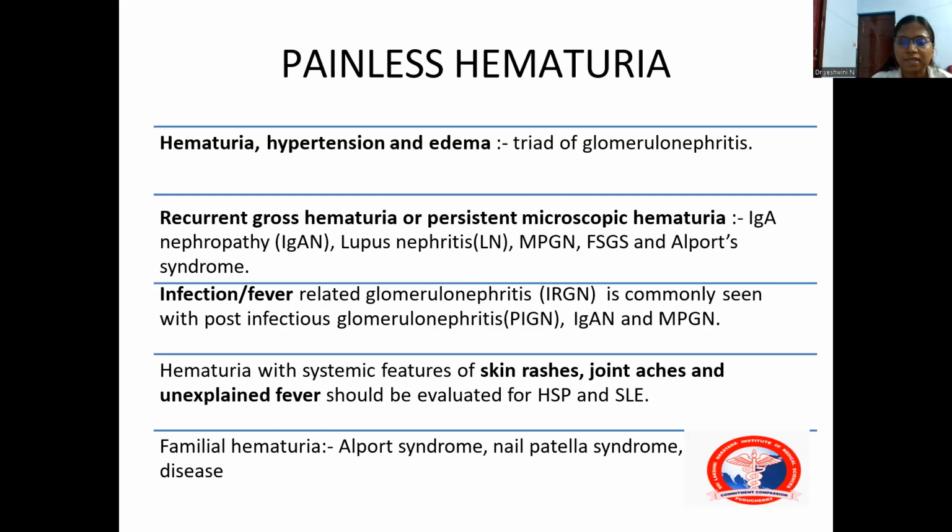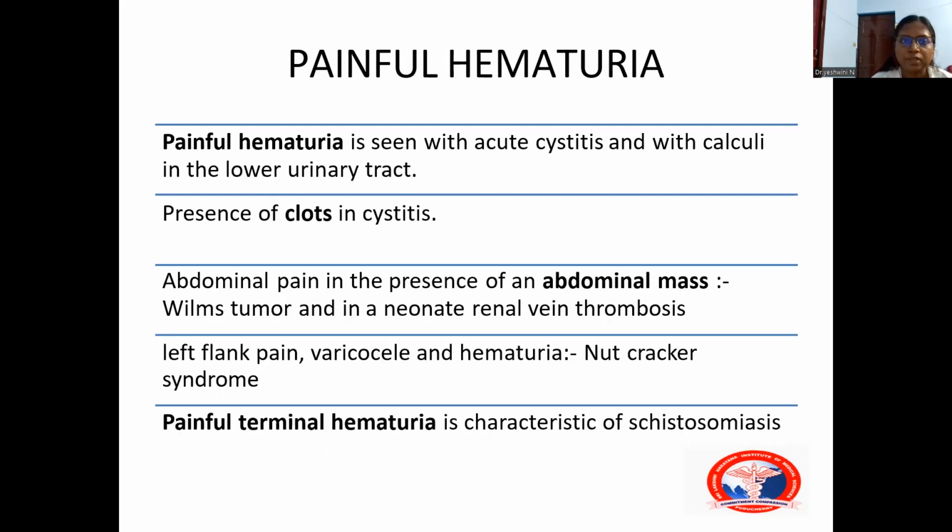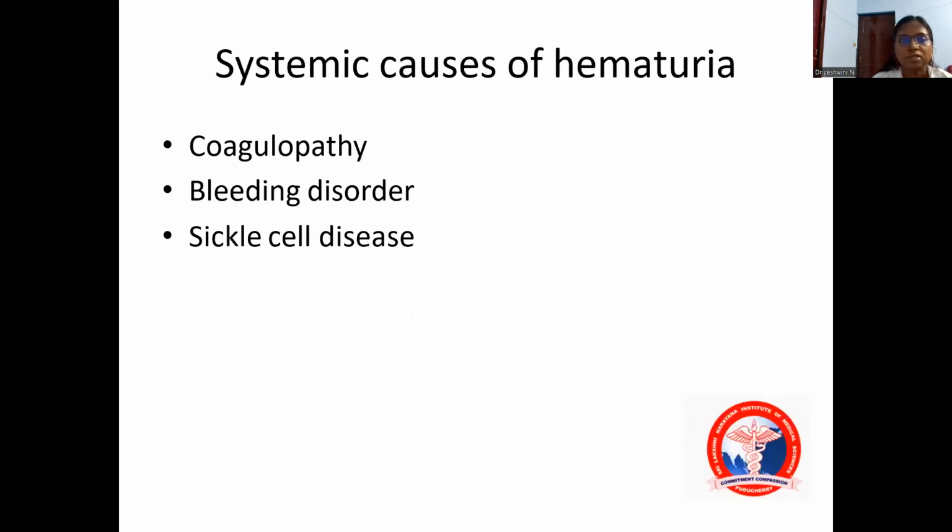Then HSP and SLE. What will be the features? They will present with hematuria, skin rashes, joint pains, and unexplained fever. Familial hematuria, you know the causes. Not a painful hematuria. For painful hematuria, think of non-glomerular causes: cystitis, calculi. If clots are passing, think of cystitis. If abdominal masses are there, think of Wilms tumor, and renal vein thrombosis in a neonate. Then painful terminal hematuria, think of schistosomiasis also. Then systemic causes like bleeding disorders, coagulopathy, and sickle cell disease.